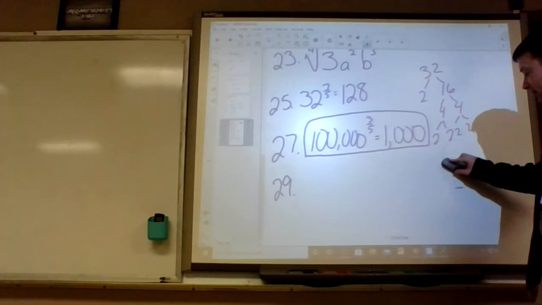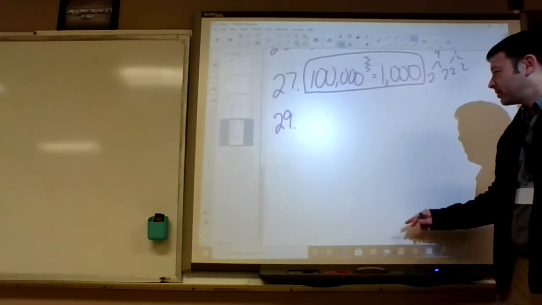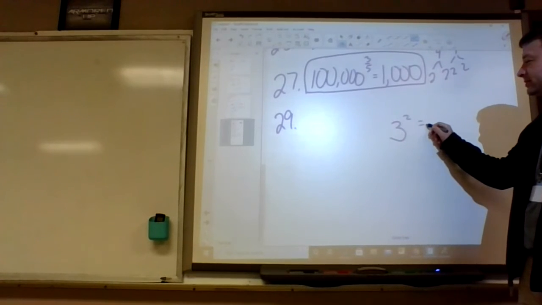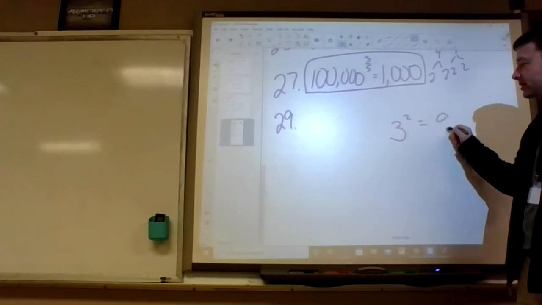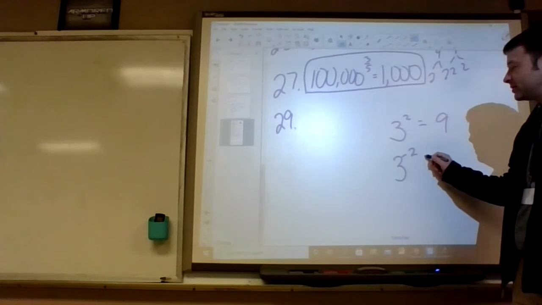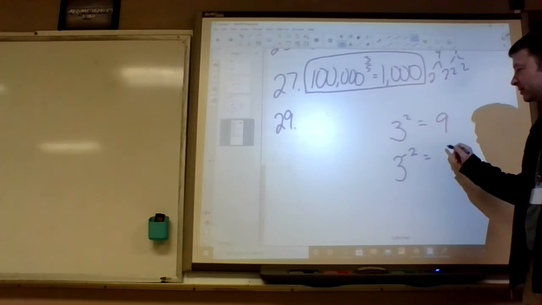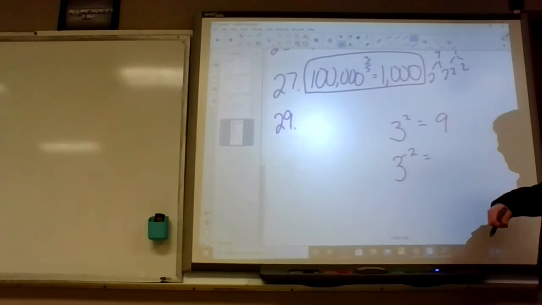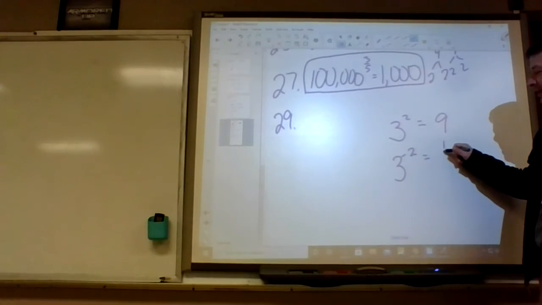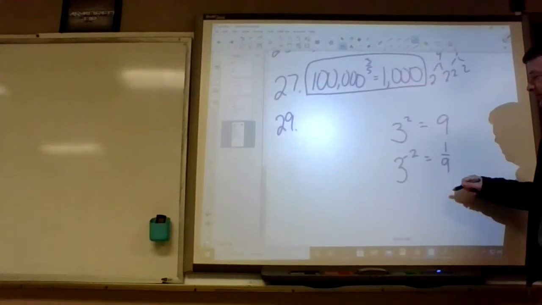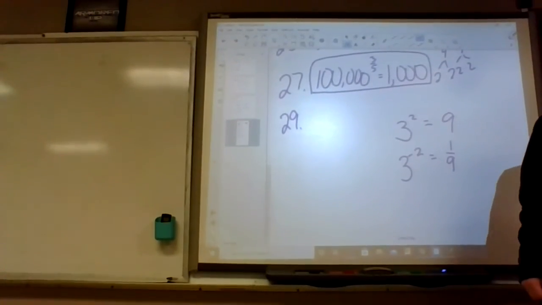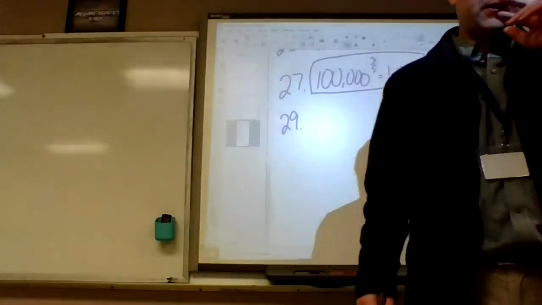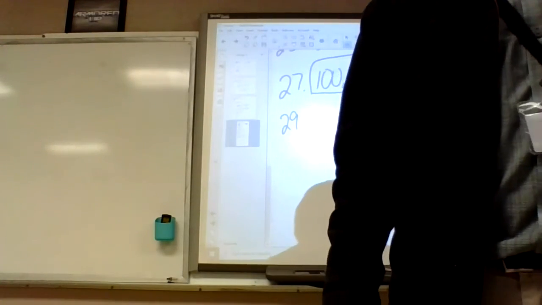What's 3 squared? 9. And what's 3 to the negative 2? Negative 9? No, it's not 3 times negative. It's 1/9. It's a reciprocal. That's all it does. So kind of ignore it at the beginning and then we can do the reciprocal at the end.